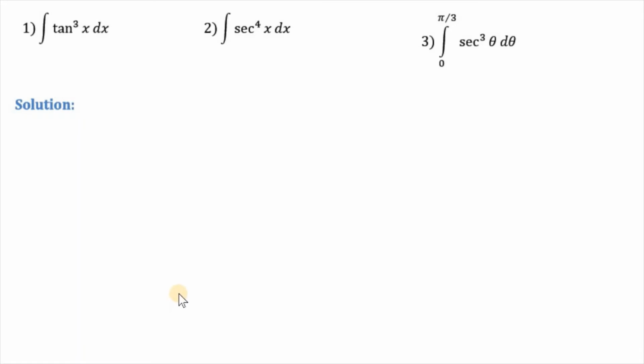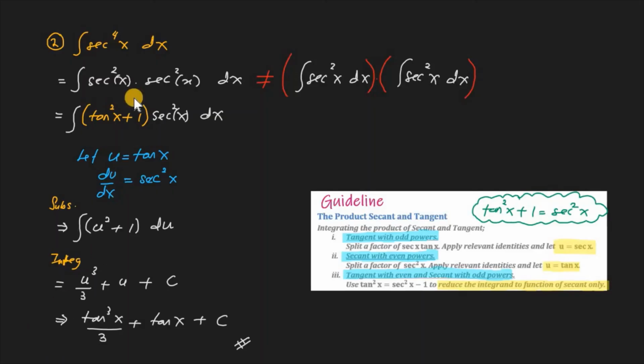So these are the questions that we will discuss, page 243. We have done number 1. It has 2 types of solution. Let's do number 2 together, shall we? I'm going to say that when we split secant power 4 into secant square times secant square, the integral of secant square dx is given in our formula list.